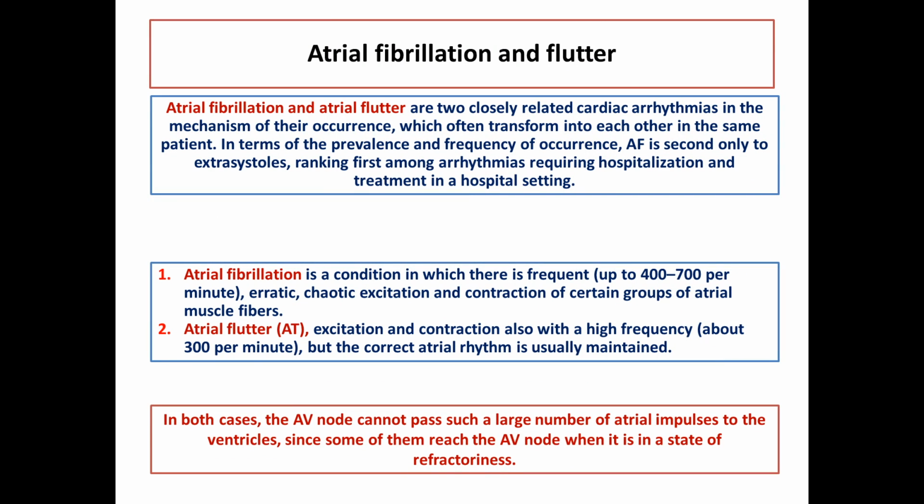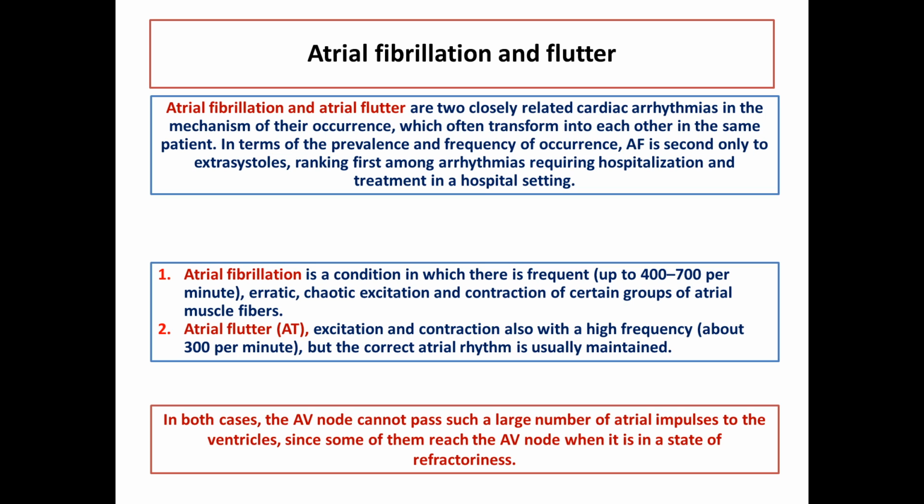Next is atrial fibrillation and flutter. Atrial fibrillation and flutter are two closely related cardiac arrhythmias in the mechanism of their occurrence, which often transform into each other in the same patient. In terms of prevalence and frequency of occurrence, atrial fibrillation is second only to extrasystoles, ranking first among arrhythmias requiring hospitalization and treatment in a hospital setting.